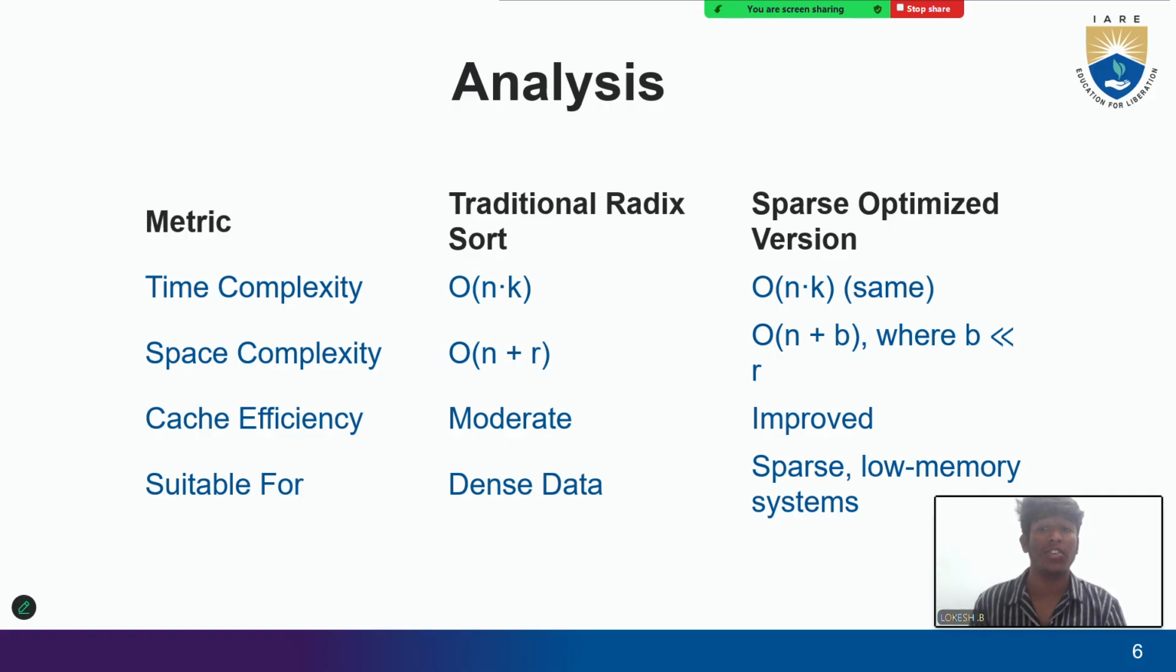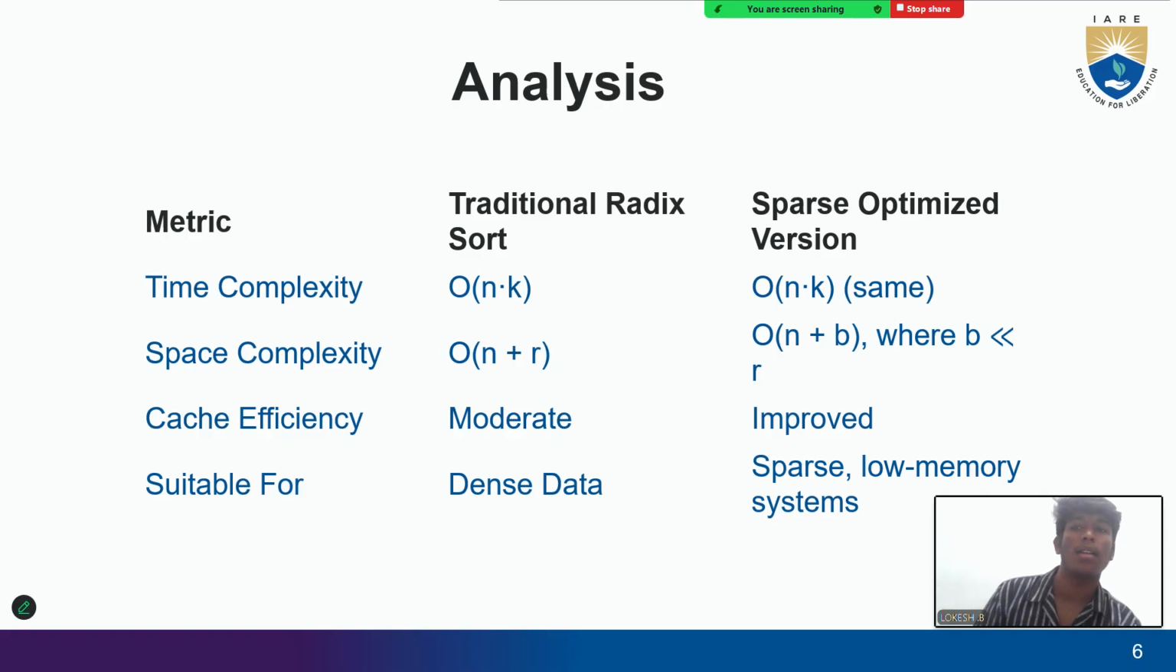Then the cache memory efficiency is moderate in a normal radix sort and improved in the sparse optimized version, because the memory in the background should not hold more. If it is more, the space complexity increases and the program may lag. The improved version has less cache memory usage compared to radix sort.